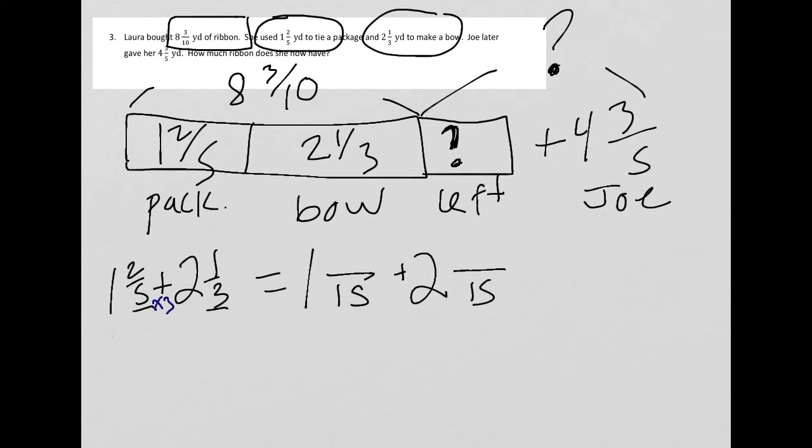5 times 3 is 15. 2 times 3 is 6. 3 times 5 is 15. 1 times 5 is 5. So when I add those together, I'm going to get 3 11/15.